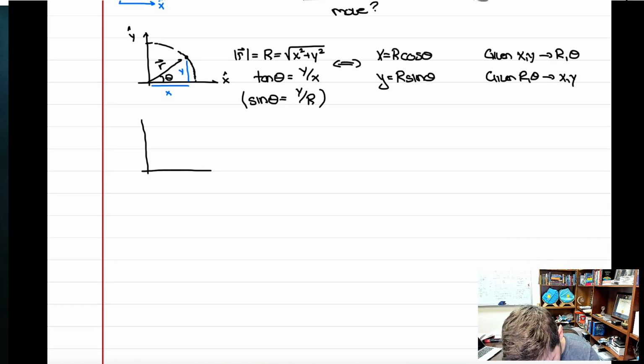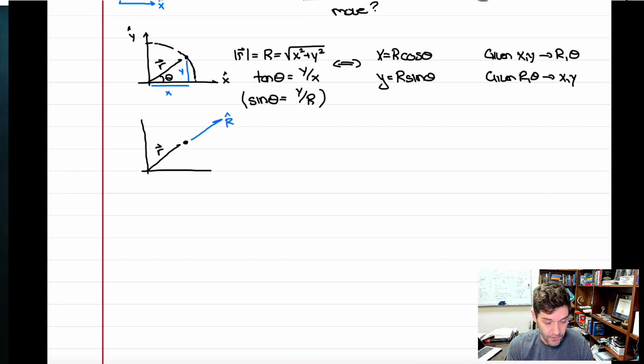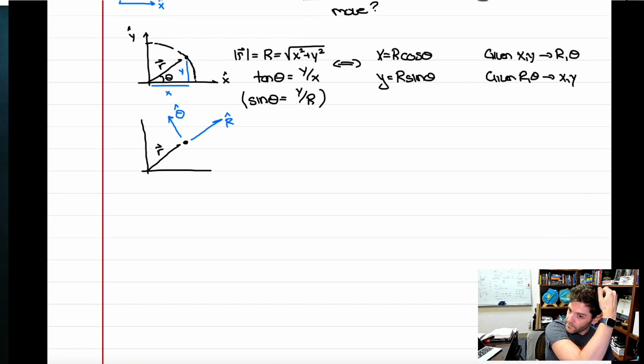So again, if I have some point here, this position vector, rather than writing it in terms of x and y components, I want to have an axis that points in this direction, which is going to be the radial direction, away from the center. And then, because I want the right-hand rule to be obeyed and all that fun stuff, I'm going to create an orthogonal axis and call that the theta direction.